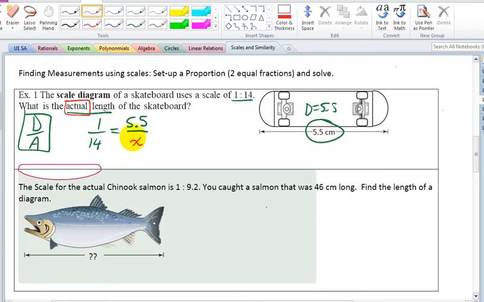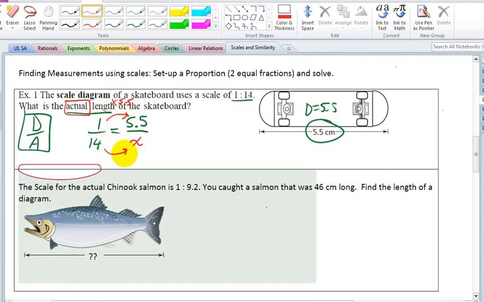So we can write the letter x, we can use a question mark, you can use a little box, whatever you want. Now this one's so simple. Use your equivalent fractions idea. Here we have 1 to 5.5. So what do they do to get from 1 to 5.5?